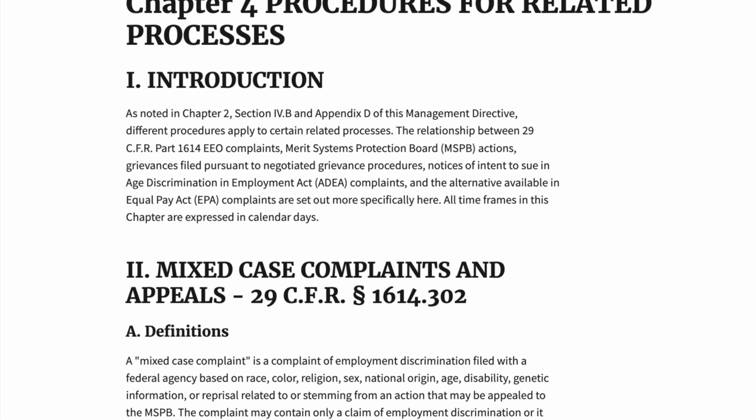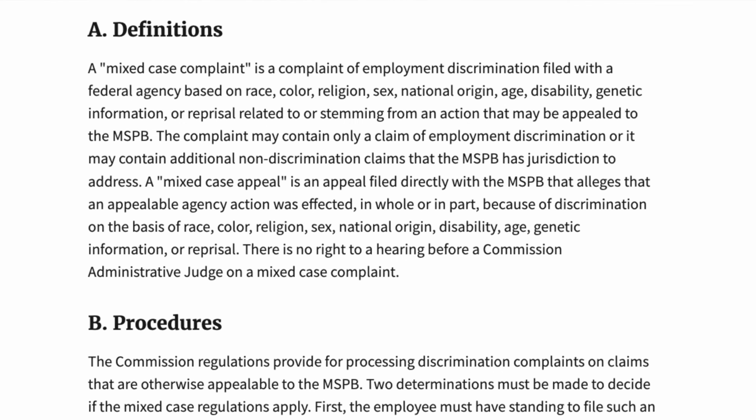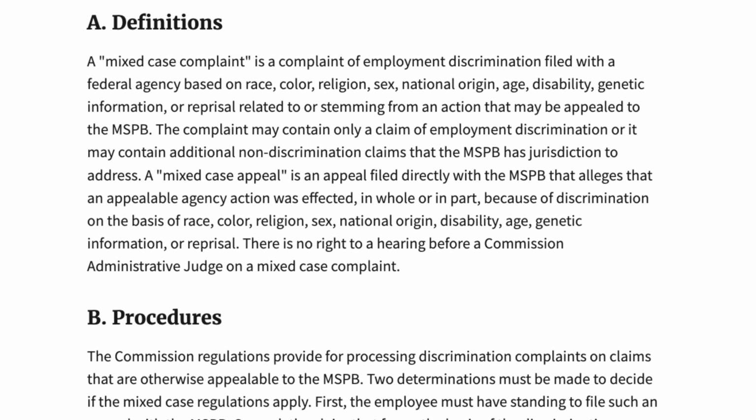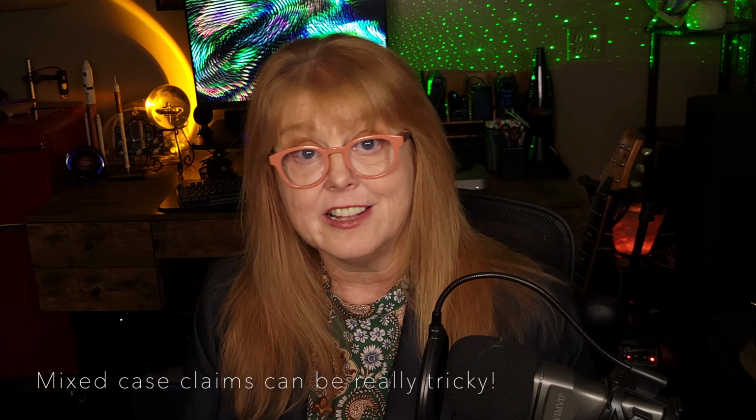Chapter 4 covers how mixed case claims are handled. A mixed case is when your discrimination claim also involves appealing an adverse action through a grievance path, like the Merit Systems Protection Board, collective bargaining, or some other administrative grievance procedure. If you're in a situation like this, I would definitely recommend studying this chapter before you file any claim.